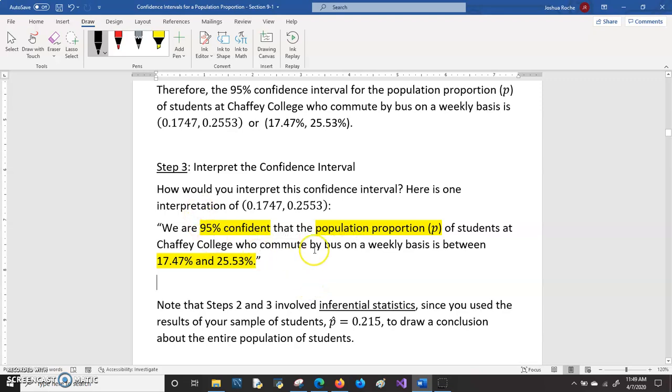You can word your interpretations differently if you wanted to, but however you describe your confidence interval, it's a good idea to mention these three things. You want to mention your level of confidence, you want to mention the population proportion, or what you're actually estimating, and then you'll want to mention the actual interval.